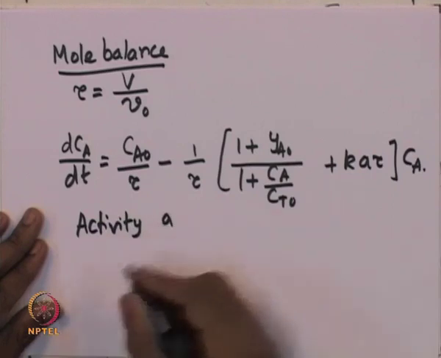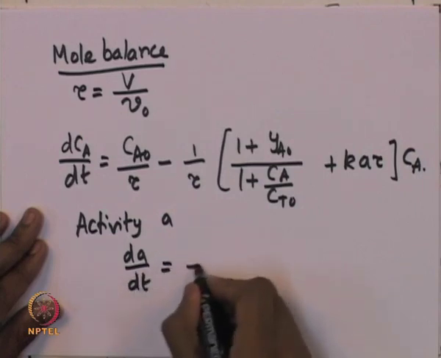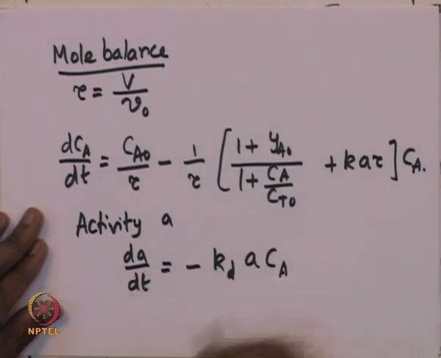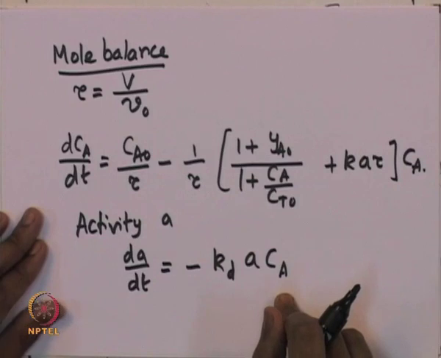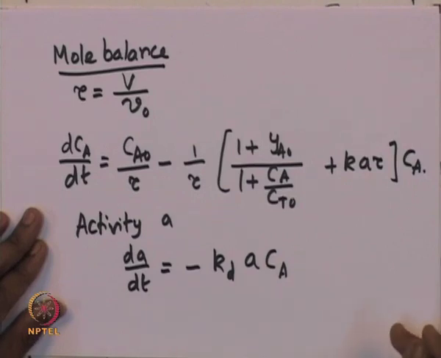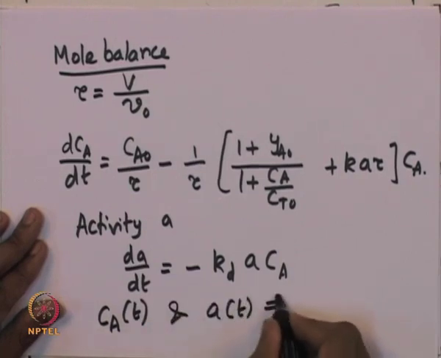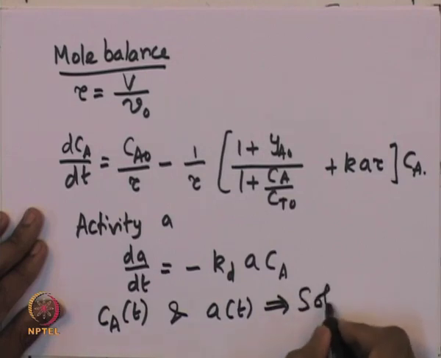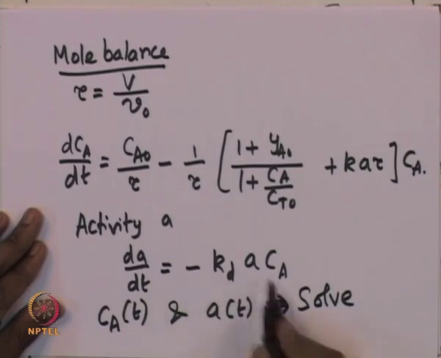activity A can be found from the decay rate expression for the catalyst, that is dA by dt equal to minus Kd into A into Ca. So, these two equations essentially characterize the simultaneous deactivation and the catalytic reaction which is happening in the reactor. And so, if one needs to obtain the dependence of concentration on time and the activity on time, then one needs to solve these two equations simultaneously, and one should be able to obtain the concentration profile as a function of time and the activity profile as a function of time.